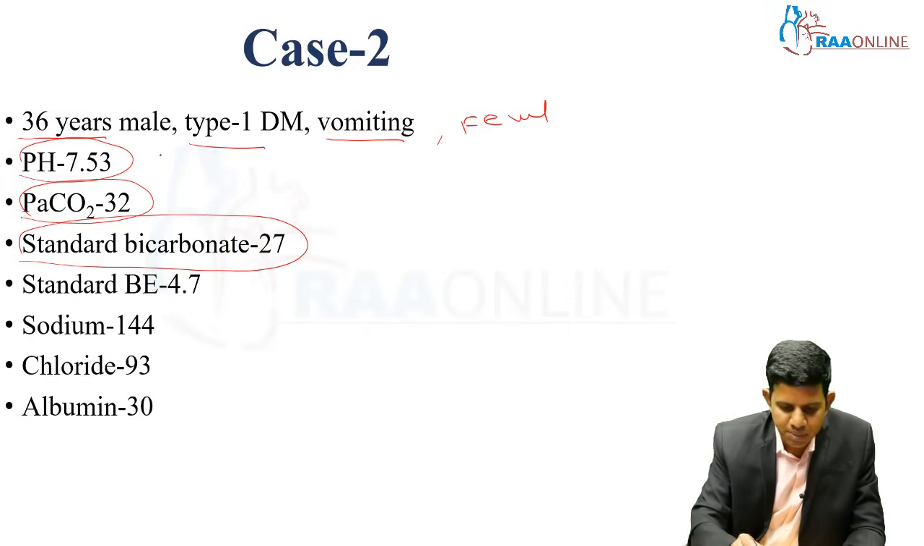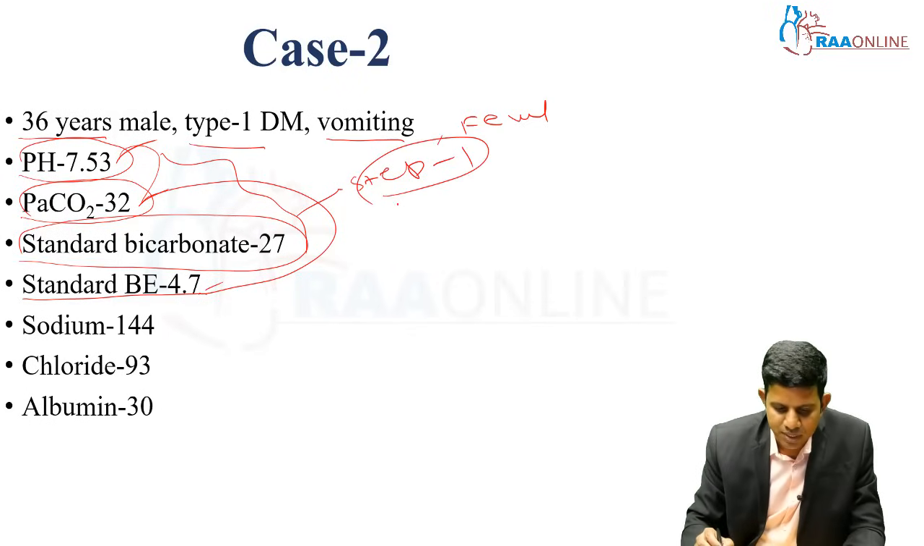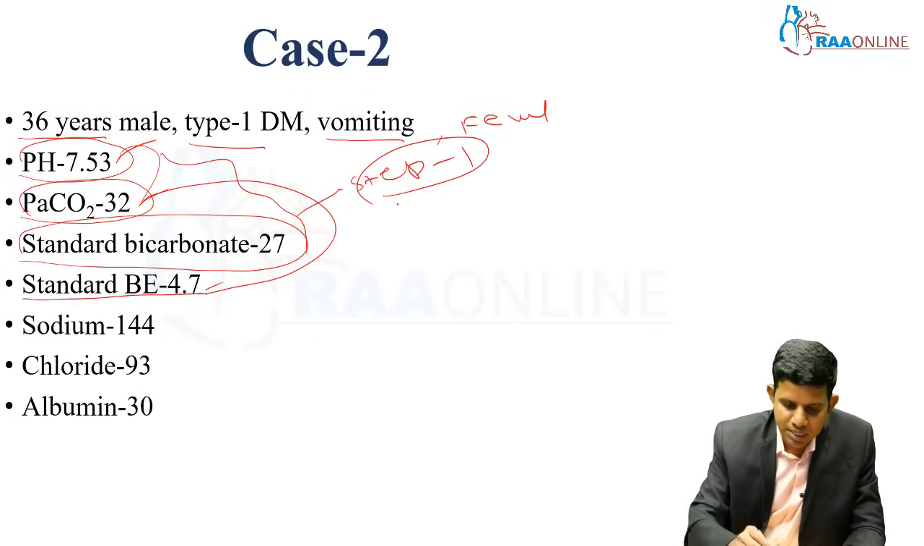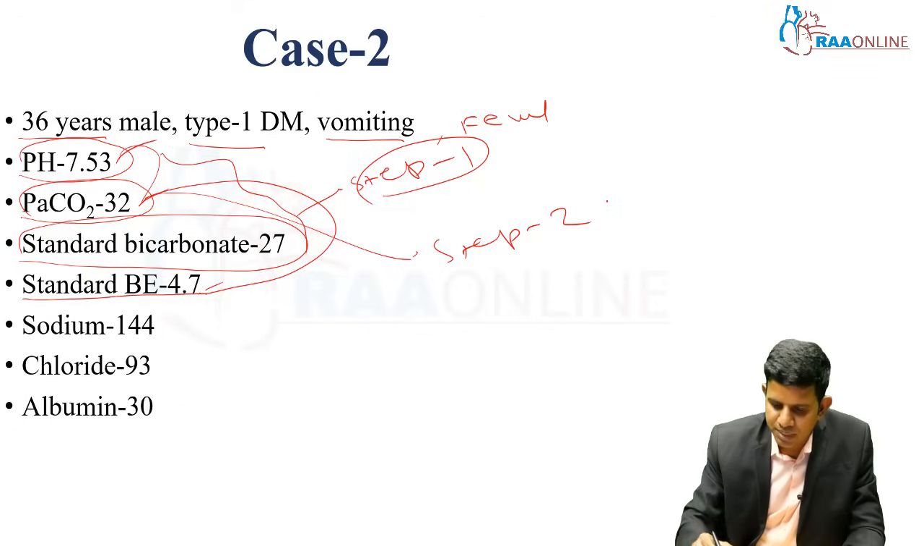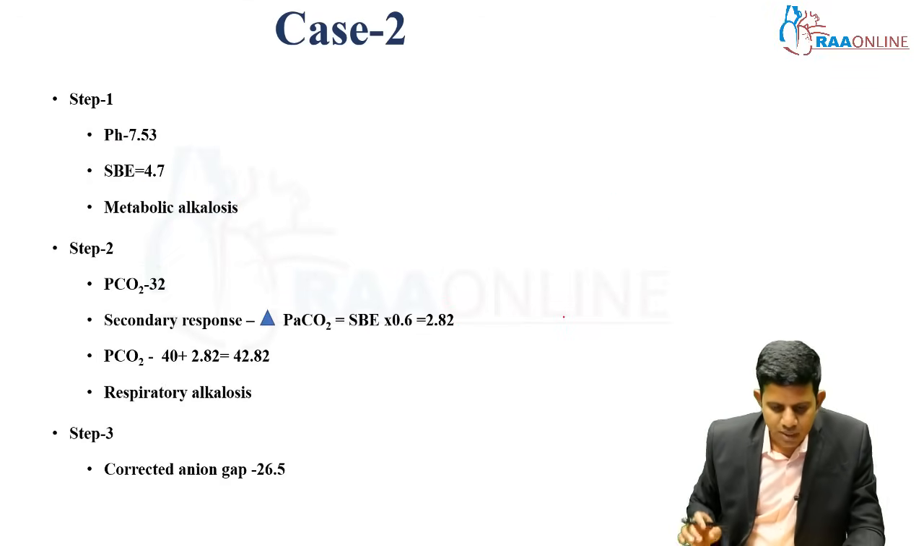If you see the first 3 parameters, that is step 1. Step 2 is I have to look for the standard base excess, which is 4.7. So, the pH, PCO2 and standard base excess are step 1. The second step is I have to look for the secondary response in the PCO2 level. The third one is I have to look for the anion gap or partitioning of the standard base excess, which is step 3. Okay. So, first we start here, what is the pH here?